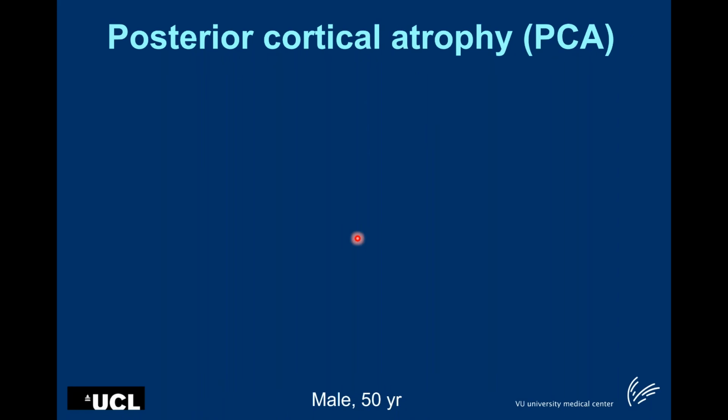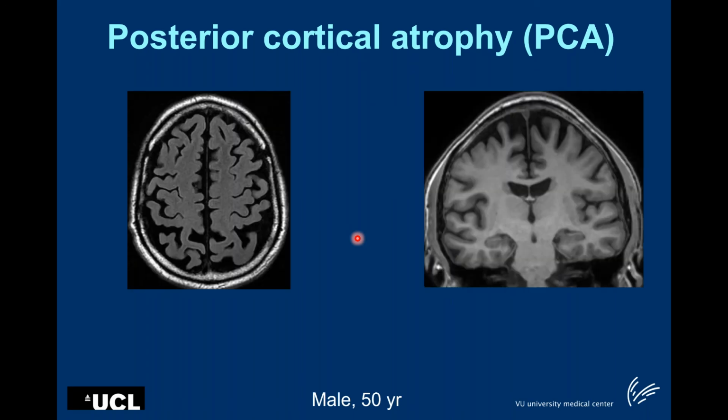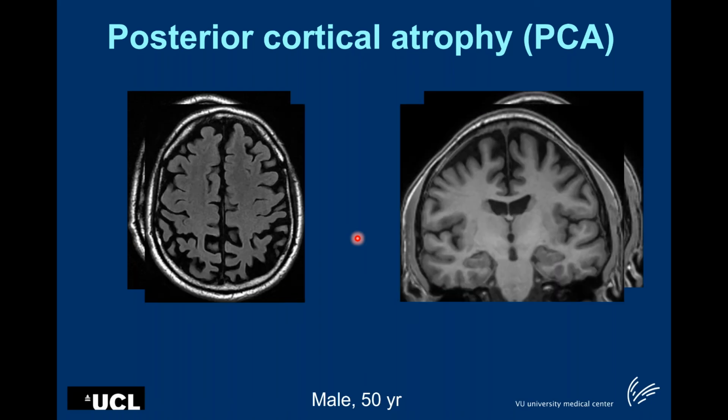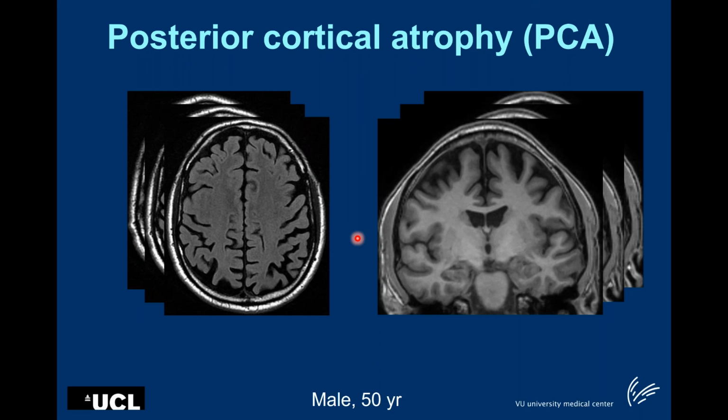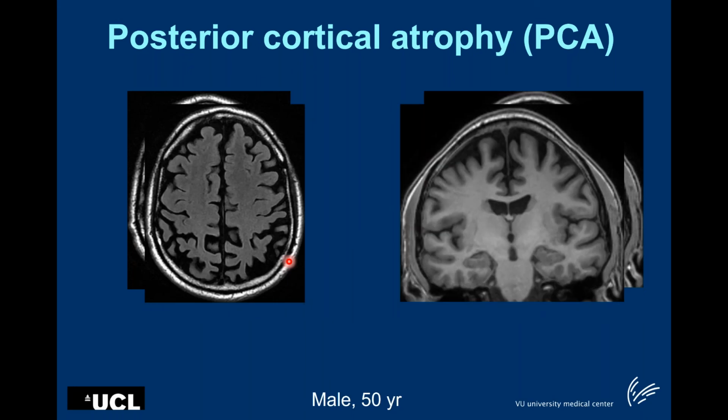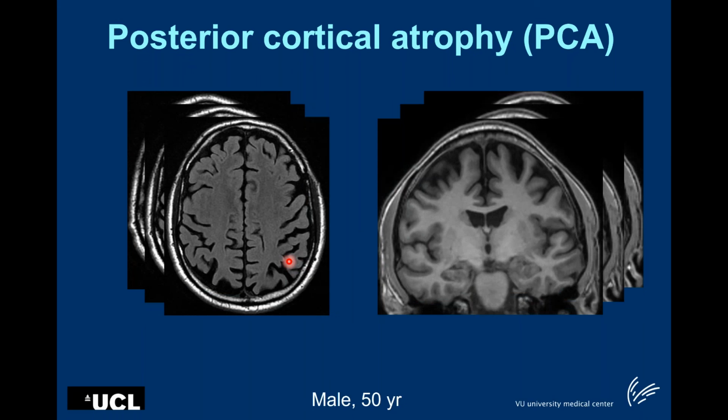Here's again a case of posterior cortical atrophy. This is a young patient, a 50-year-old male who came with cognitive problems. If you look at the hippocampus on the right, it is completely normal. Whereas if you look at the parietal lobe here, the interparietal sulcus is widely open. So it's really very severe parietal atrophy, but the normal hippocampus. So in addition to the hippocampus, we always need to look at the parietal region as well.